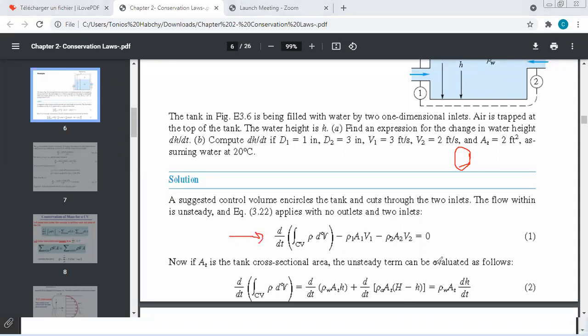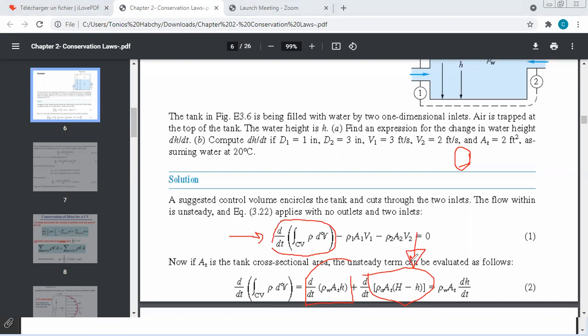Then if we do the analysis of terms, first we did the derivative with respect to time of the integral over the control volume of rho dV, which represents the change of mass in our control volume. And we divided it into two parts, volume 1 and volume 2. Now, we were talking about when we can neglect this term compared to this one, if we have a very large variation in densities, because the density of air is much smaller than the density of water. But in this case, even if the density of air is not negligible with respect to the density of water, this term is 0. Why?